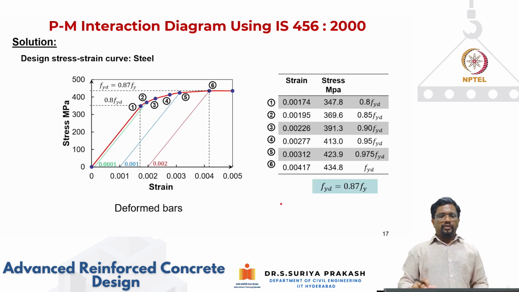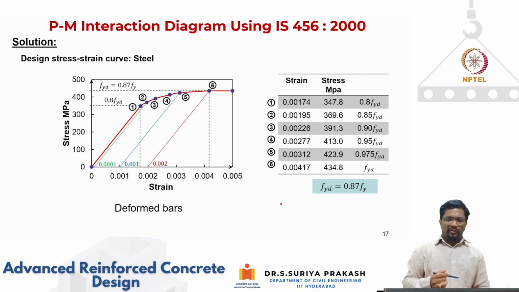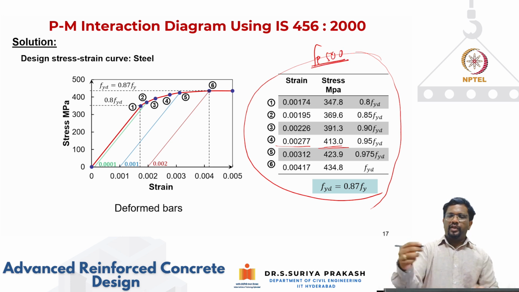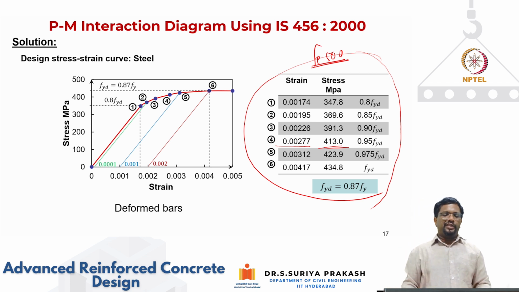For steel, FE 500, we used the same thing in your flexure calculations. We are going to use this design stress strain curve, and the values are given in this table, with fyd given as 0.87 fy. For example, at a strain of 0.0027, my stress is 413 megapascal, and this is valid for FE 500. Similarly, you have tables for FE 415 also. In this example we are using FE 500. So these are the design stress strain curve values.